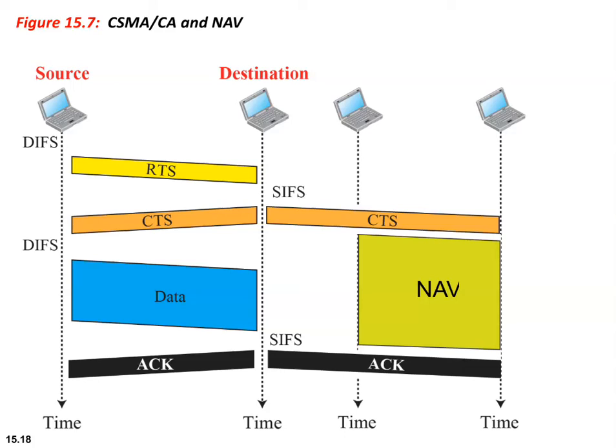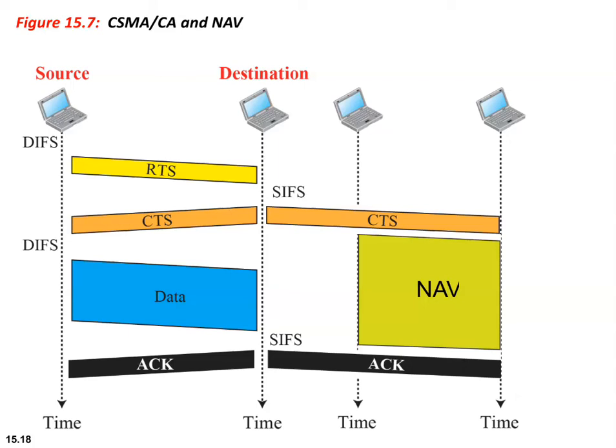So during this time, because of this CTS which will reach the other stations, they are deferred from sending by starting a NAV, which is a network allocation vector. So it is a timer. In the RTS frame, the duration of time it needs to occupy that particular channel for the data transmission between the source and the destination will be included.